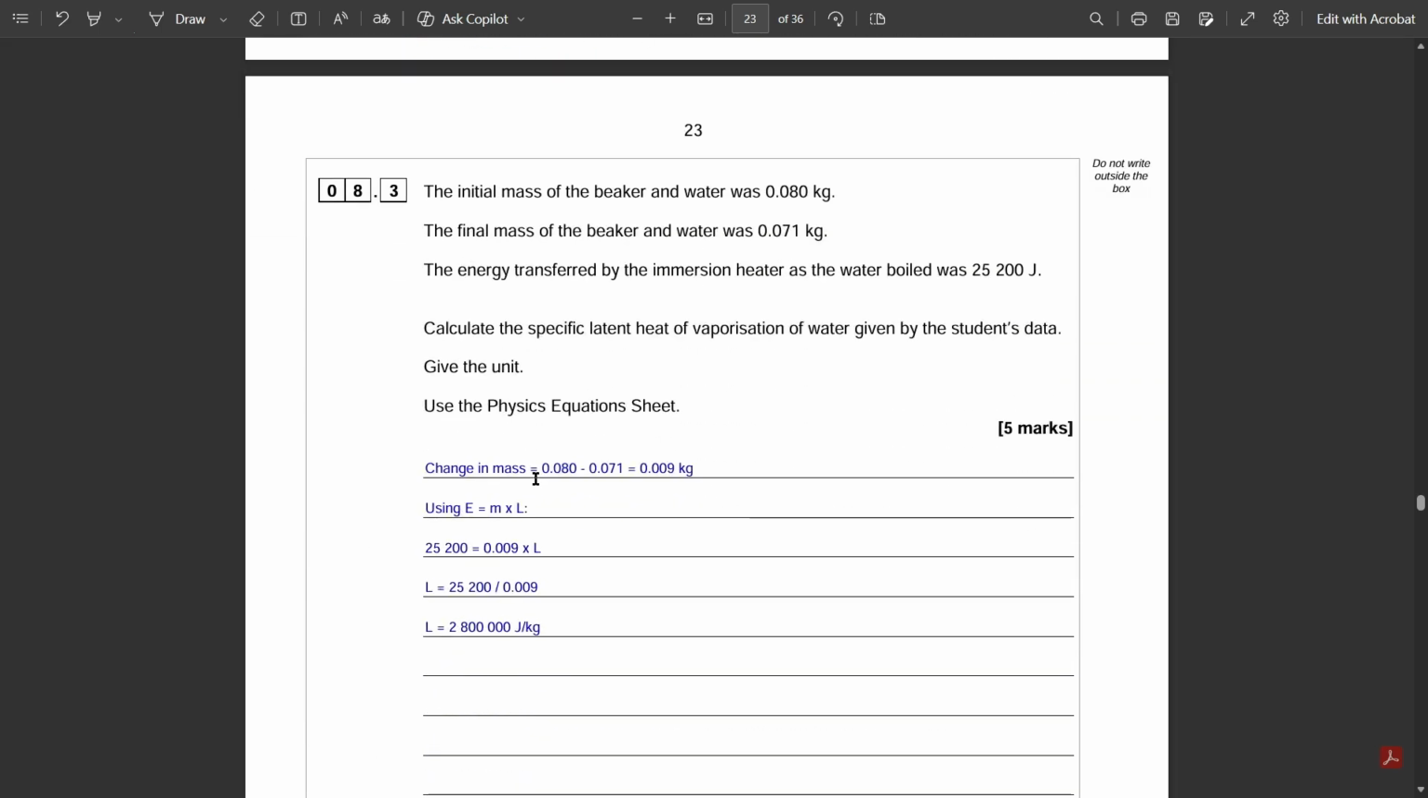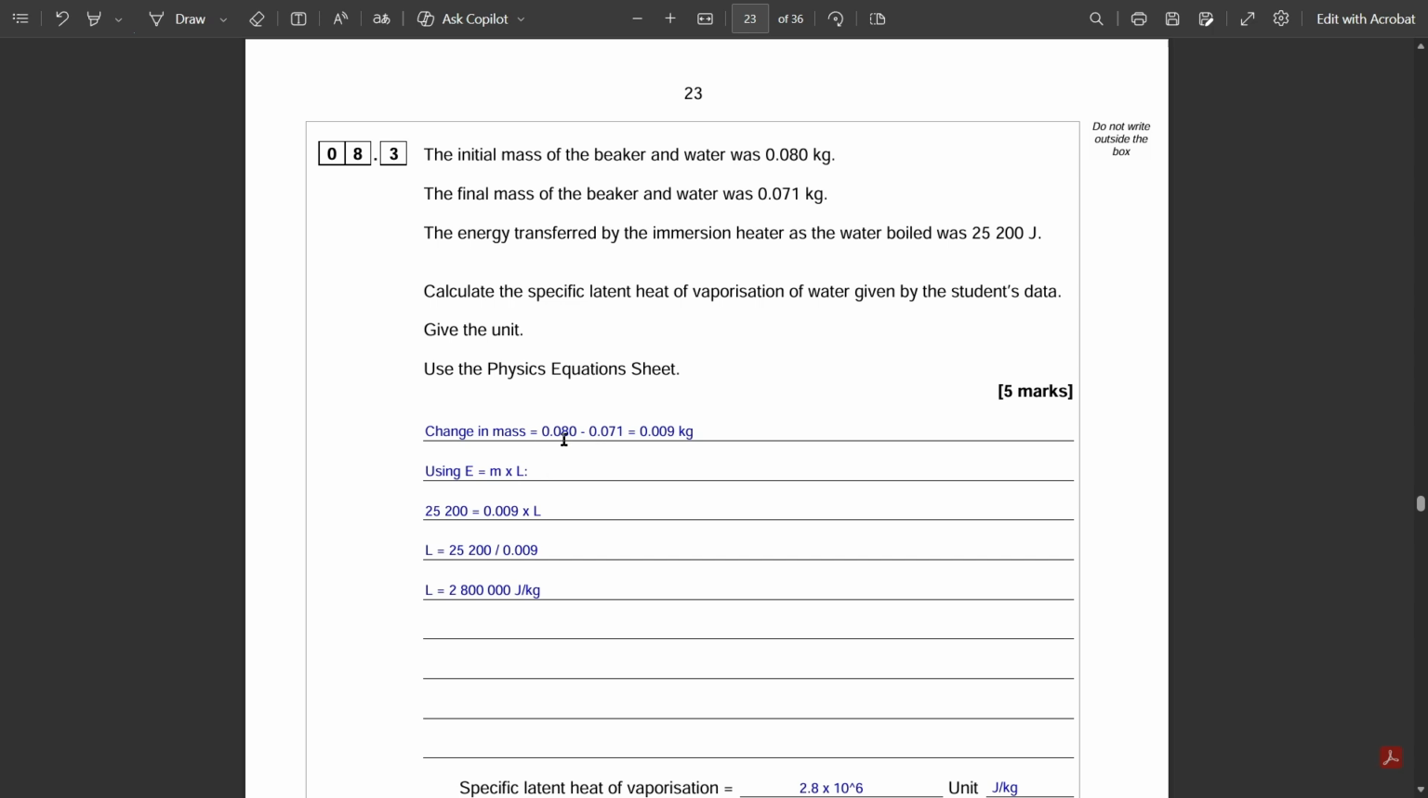And then the initial mass of the beaker and water was 0.08 kilograms. The final mass of the beaker and water was 0.071 kilograms. The energy transferred by the immersion heater as a whole was 25,200 joules, and we're asked to calculate the specific latent heat of vaporization of water given the student's data, and we can use the physics spreadsheet. Well, firstly, we have to work out the change in mass, aka the mass of the water that actually changed state, which is 0.009 kilograms.